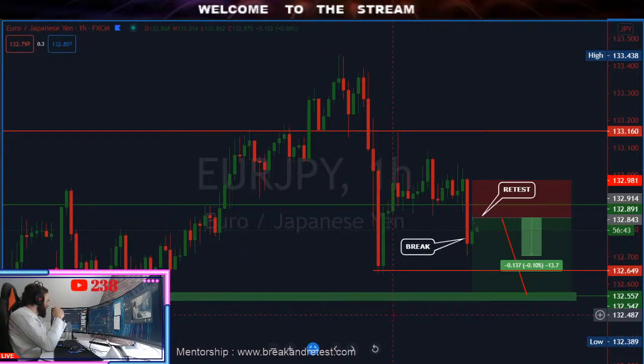What lot size do you usually use? Different. 10 lots, more or less, most of the time.